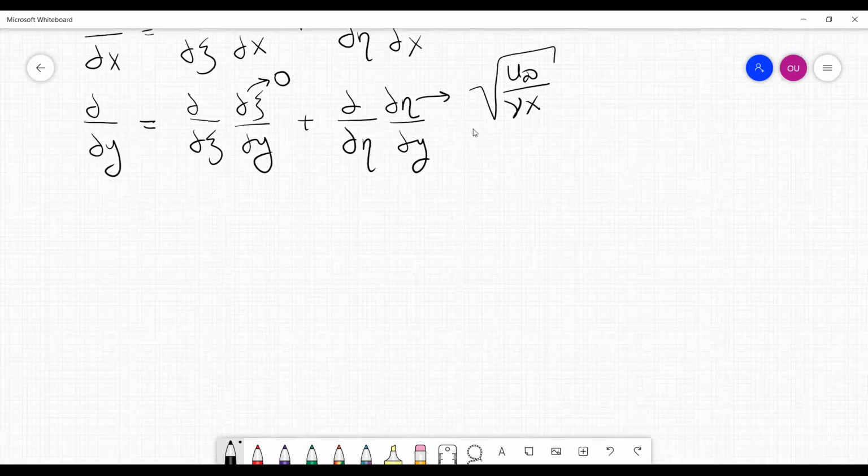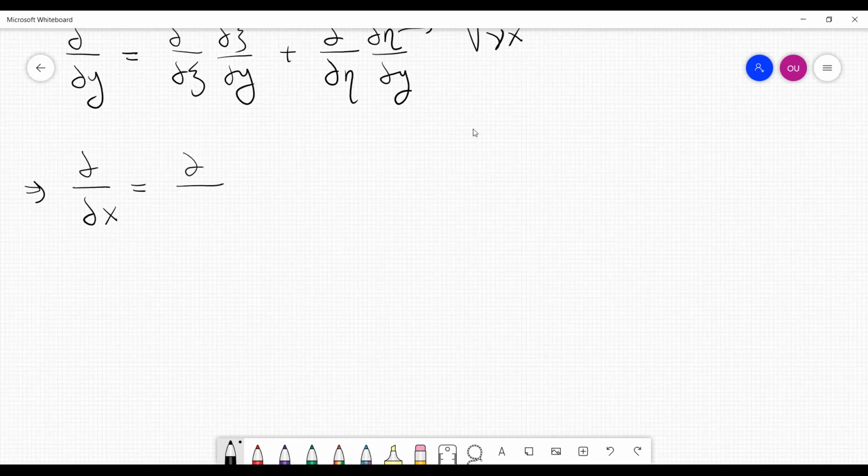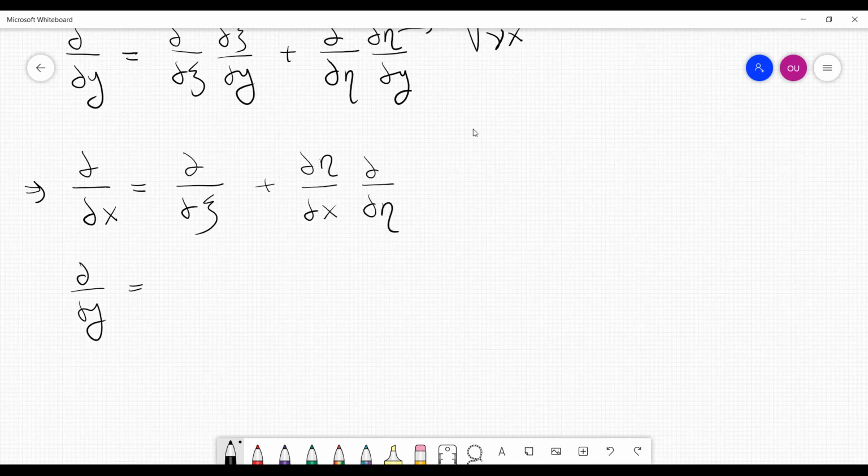So if you substitute these in the equations, wherever we see the d over dx derivative in the equation, it becomes equal to the d over d psi derivative plus d eta over dx times d over d eta, and the d over dy derivative becomes equal to a constant, I mean not a constant but a function of x, I'm sorry, u infinity divided by eta times x, times d over d eta.